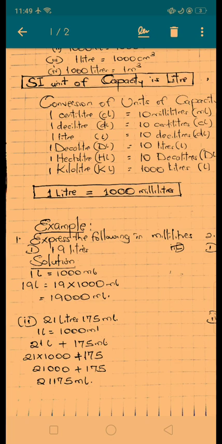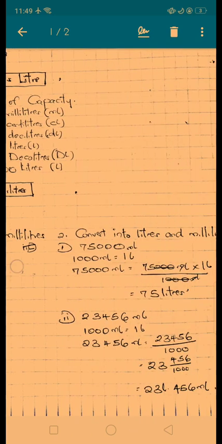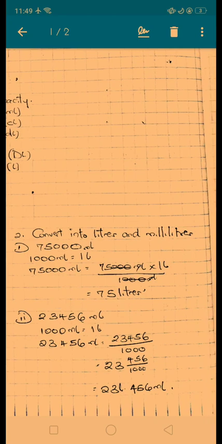We have 19,000 milliliters. Example 1, part 2: we have 21 liters and 175 milliliters, and we want to convert into milliliters. Already we have 175 in milliliters, so our concern is 21 liters. We convert 21 liters into milliliters: 21 times 1000 is 21,000, plus 175, gives 21,175 milliliters.